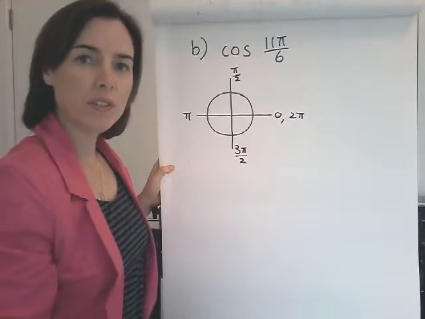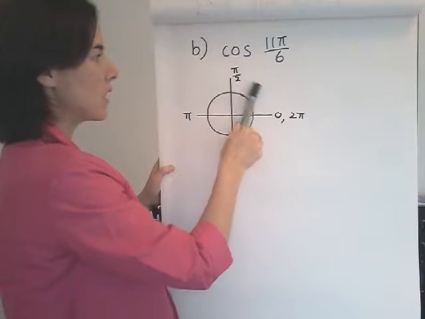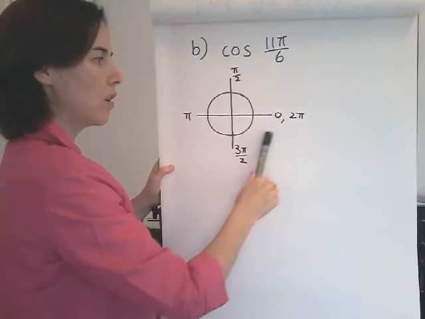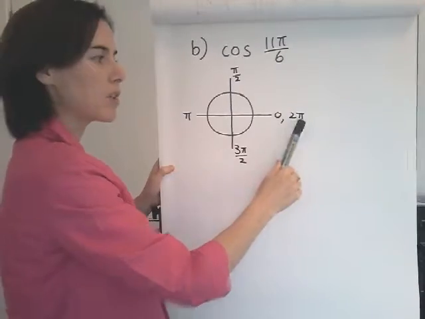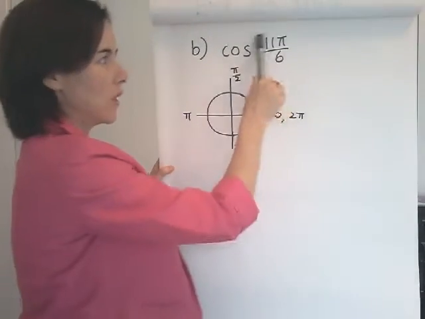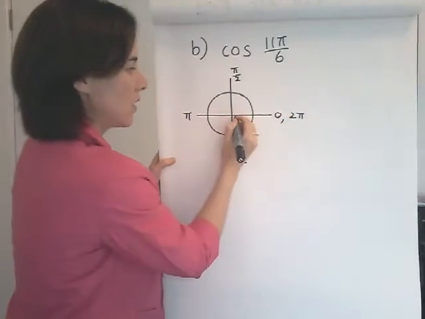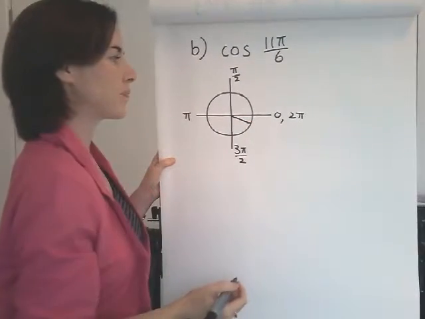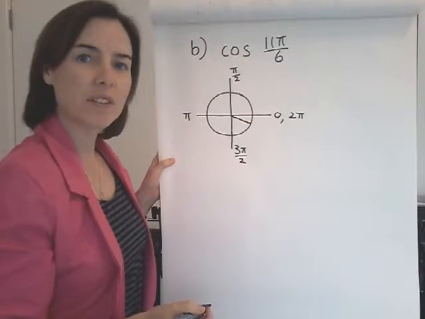Figure out what quadrant you're in. 11 pi over 6 is bigger than pi. It's almost as big as 2 pi, because 2 pi would be 12 pi over 6. So it's just short of that. So we've found the quadrant that it belongs in.